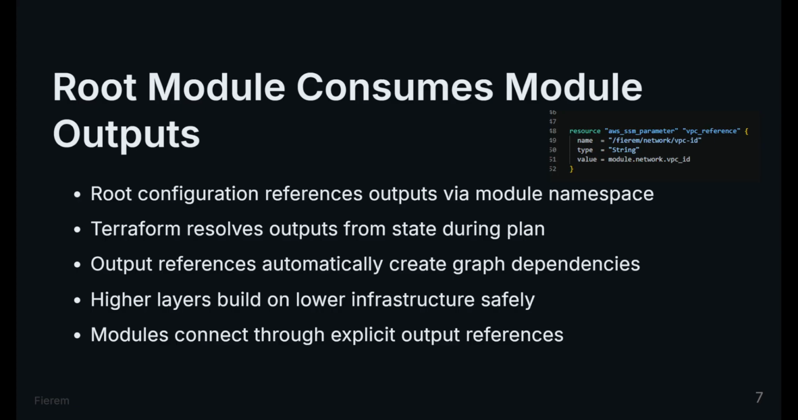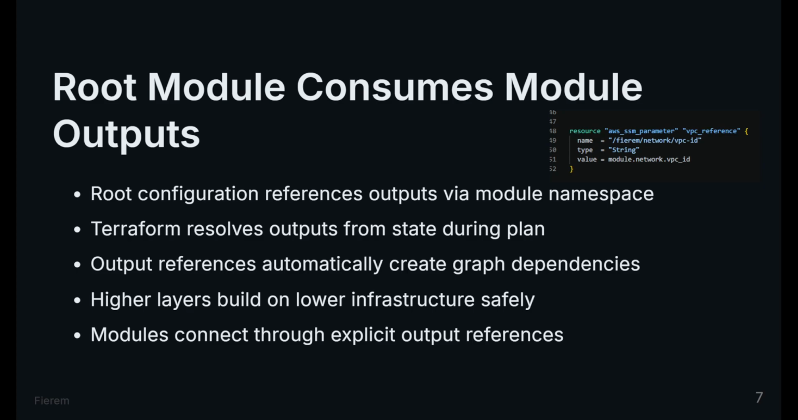The root configuration reads module outputs through the module namespace. Terraform resolves these values from state during plan and apply. Dependencies automatically form when resources reference module outputs. Higher-level infrastructure can safely build on lower-level infrastructure components. Terraform connects modules through explicit output references in the dependency graph.